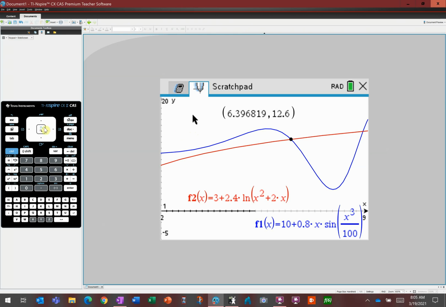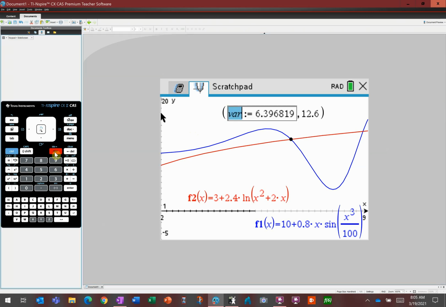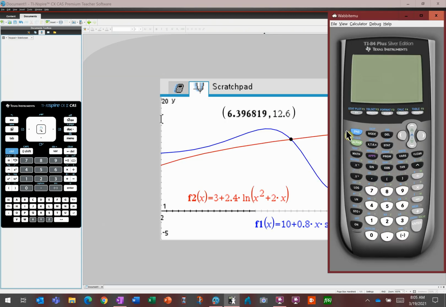You do that by running your finger over here. You hover your mouse over. You click one time. Once you've clicked once, Control Store, and then pick a letter. I'll use A. If you're on the 84, you can do that as well.